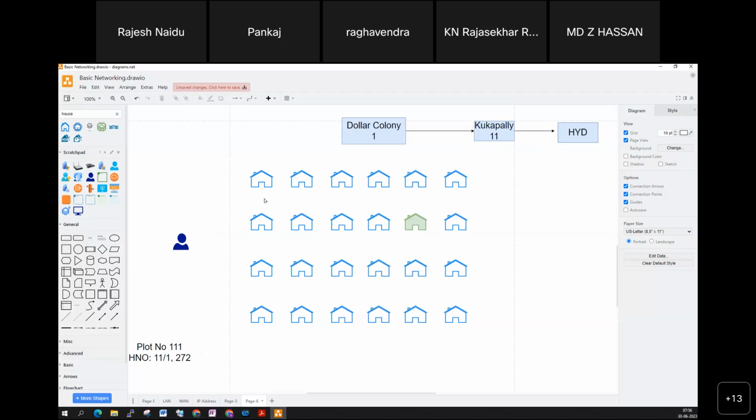Understand? So how was this colony identified? Immediately when you are given the number, we can easily identify: 11-1 means Dollar Colony, 11-2 is NTR Colony, 11-3 is Indira Colony. Like that, the colonies are segregated. So the /1, /2, /3 are segregated. So whatever concept I explained in layman's terminology with this example, has everybody understood?